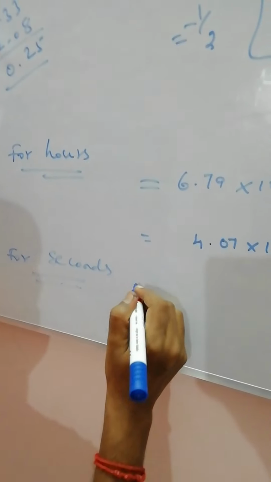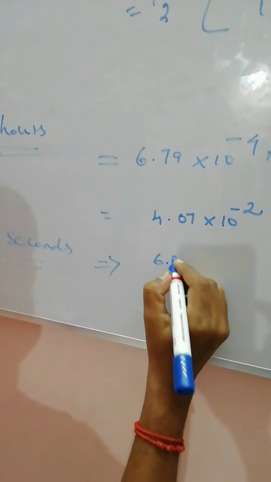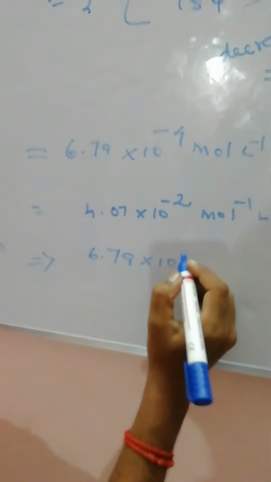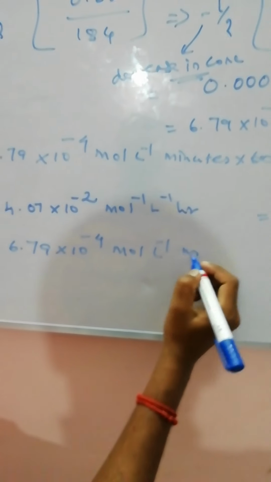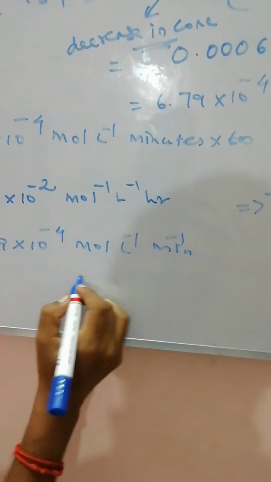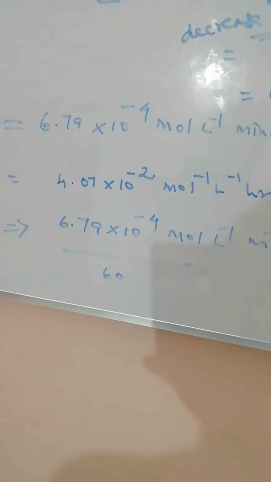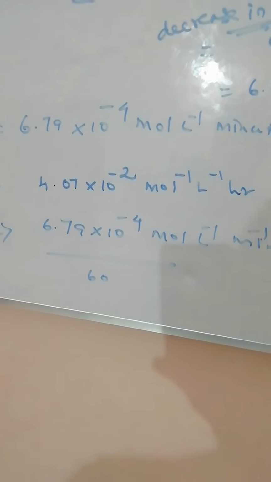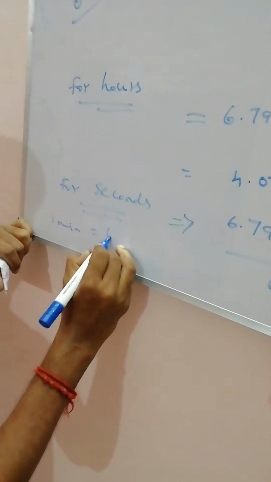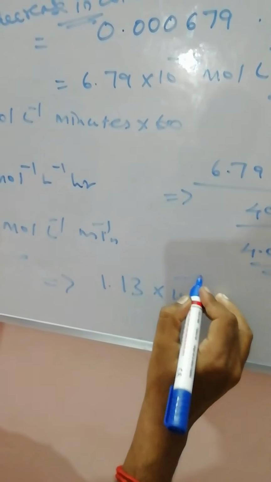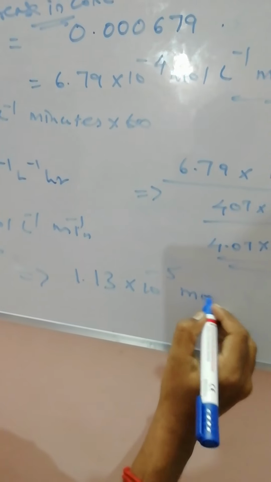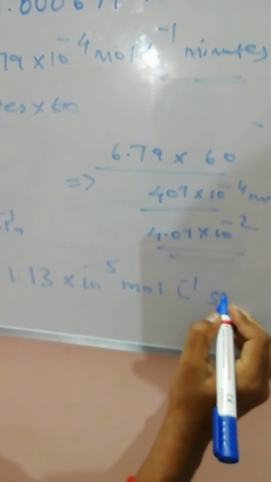We can calculate it for seconds. 6.79 into 10 to the power minus 4 mole per liter per minute, divided by 60, because 1 minute equals 60 seconds. So we have to divide it by 60. You get 1.13 into 10 to the power minus 5 mole per liter per second.